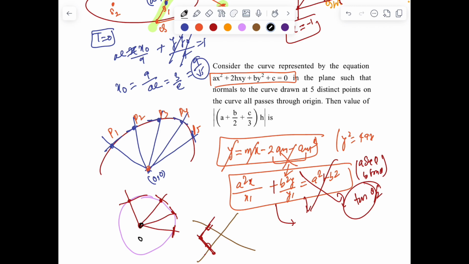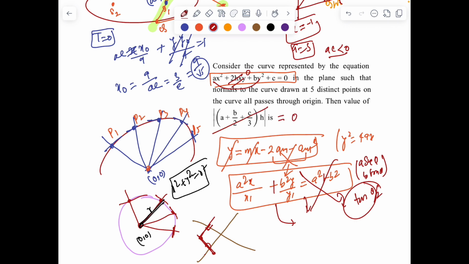So it is a circle with center 0 0 and radius r, hence the equation has to be x square plus y square equal to r square. So from here the only possibility is h has to be 0, a and b have to be equal, and ac has to be less than 0, then only you will get a real circle. So in that way h is 0, so the answer for this question is just 0.